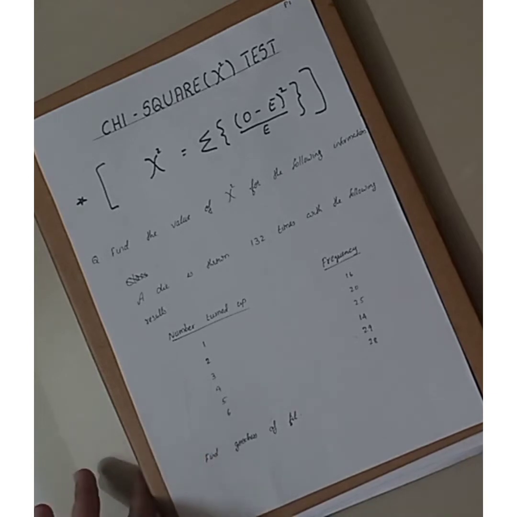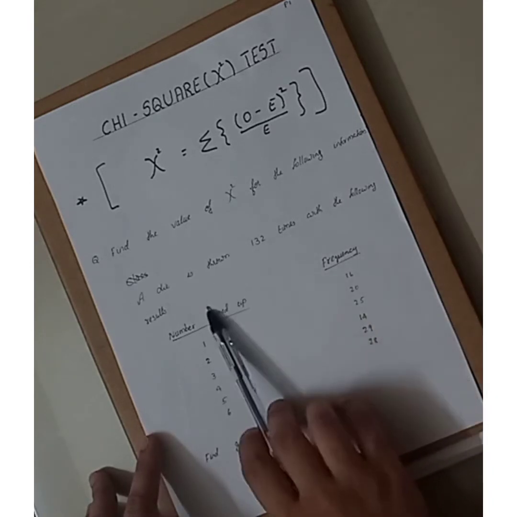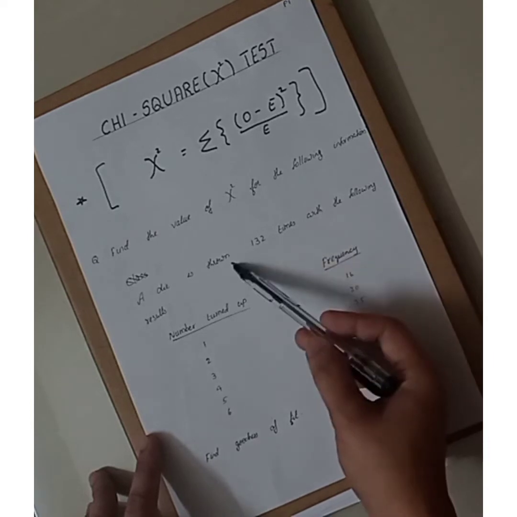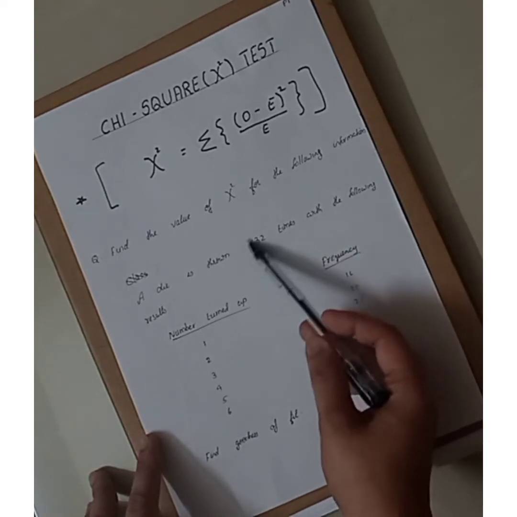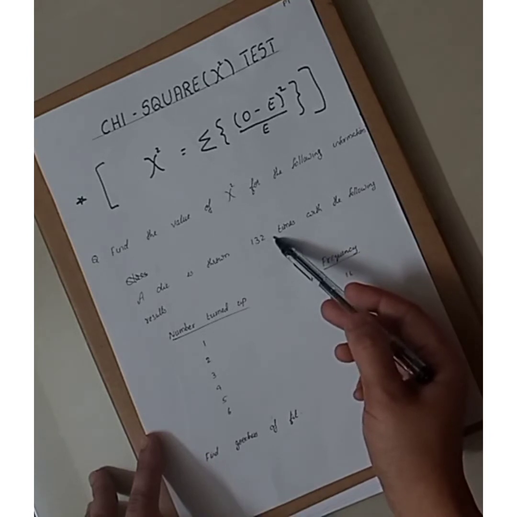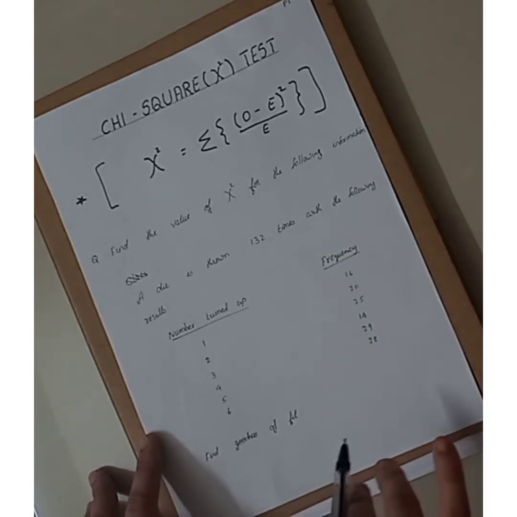Whenever in a question you are asked to find the goodness of fit, you should understand it is a chi-squared question. Again, the samples are taken at random, which is a condition for chi-squared, and the number is large. The die is thrown 132 times, so it is large. So all the conditions of chi-squared are satisfied here.